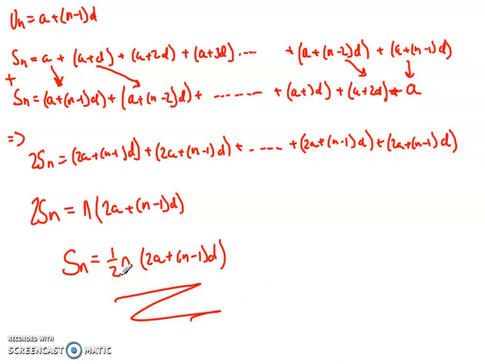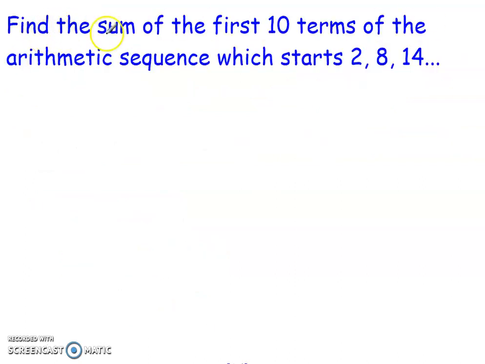We can use this for any sequence that we want when we're working with looking at the limits, whether it's calculating them or using the limits of a function to determine other properties and other facts about them. So let's have a look at a few examples. Now imagine I want to find the sum of the first 10 terms of the arithmetic sequence which starts 2, 8, 14, etc. Now what we need to know is we first need to know what the nth term is. So I need to know what un equals a plus n minus 1 times d is.